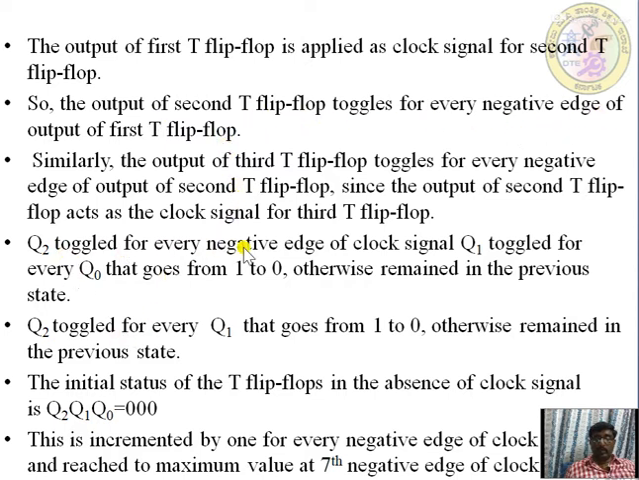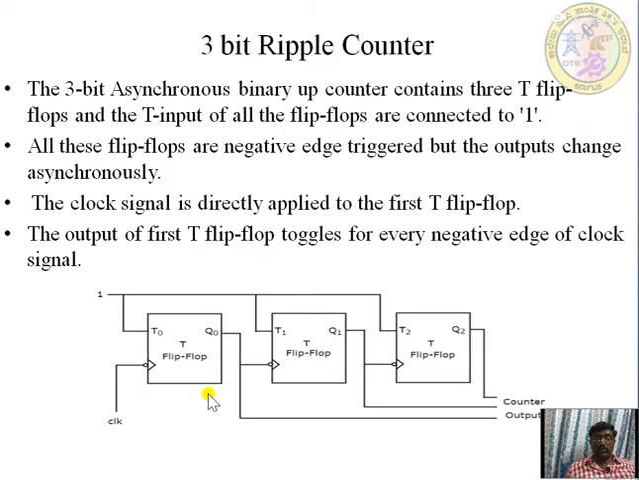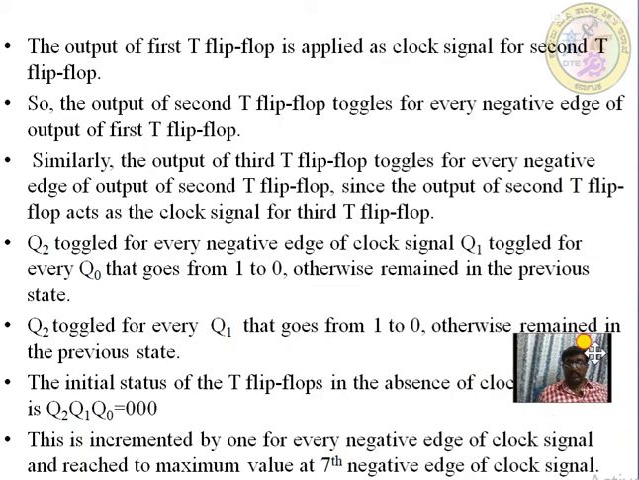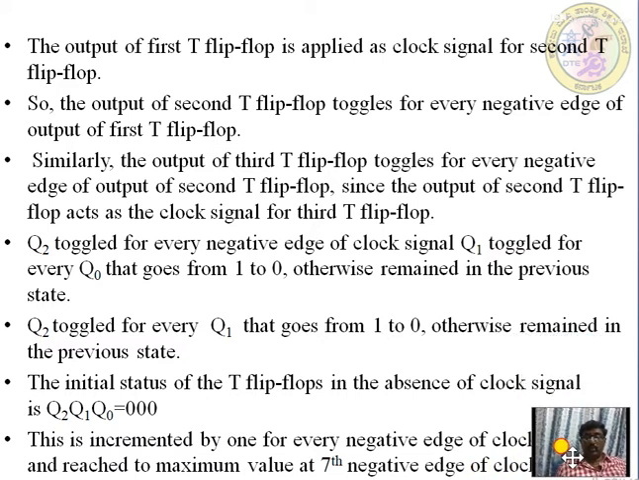Q2 toggles for every negative edge of Q1, going from 1 to 0; otherwise it remains in the previous state. The initial state in the absence of the clock signal is Q2, Q1 and Q0 equal to 0. The count increments by one on each negative edge of the clock signal, up to a maximum value of 7.